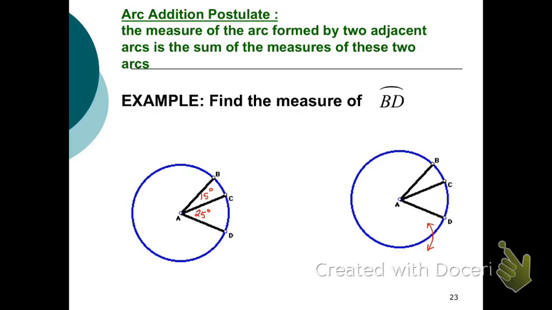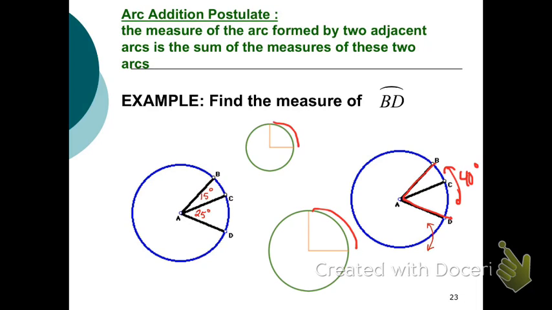So, the arc addition postulate. We haven't had a postulate in a little while. Arc addition postulate says the measure of the arc formed by two adjacent arcs is the sum of the measures of these two arcs. So, if you have angle BAC is 15 degrees, angle CAD is 25 degrees, add those two together, you're going to get 40 degrees. So, you would say that arc BCD is 40 degrees.